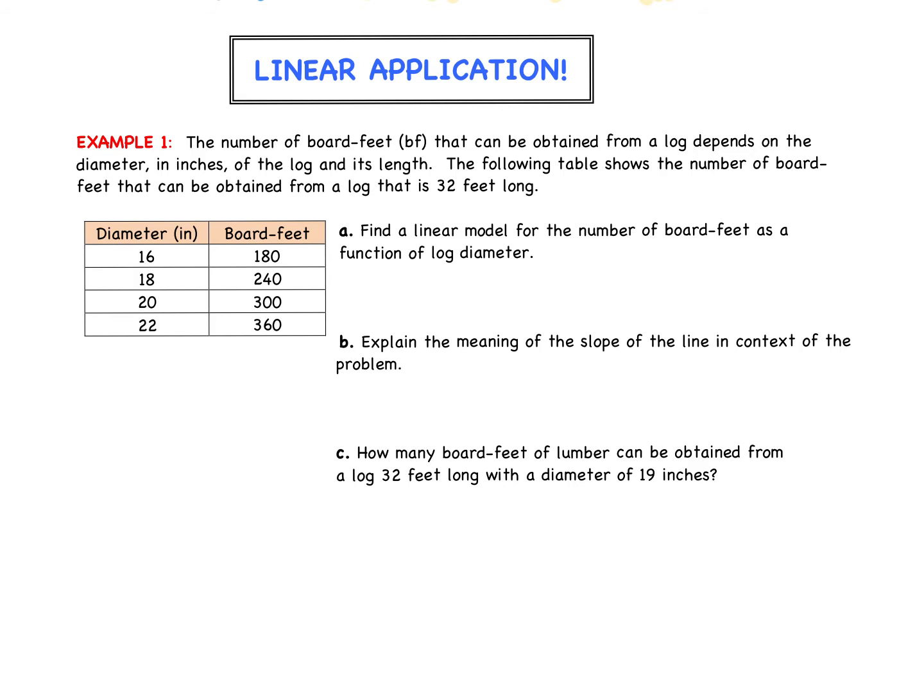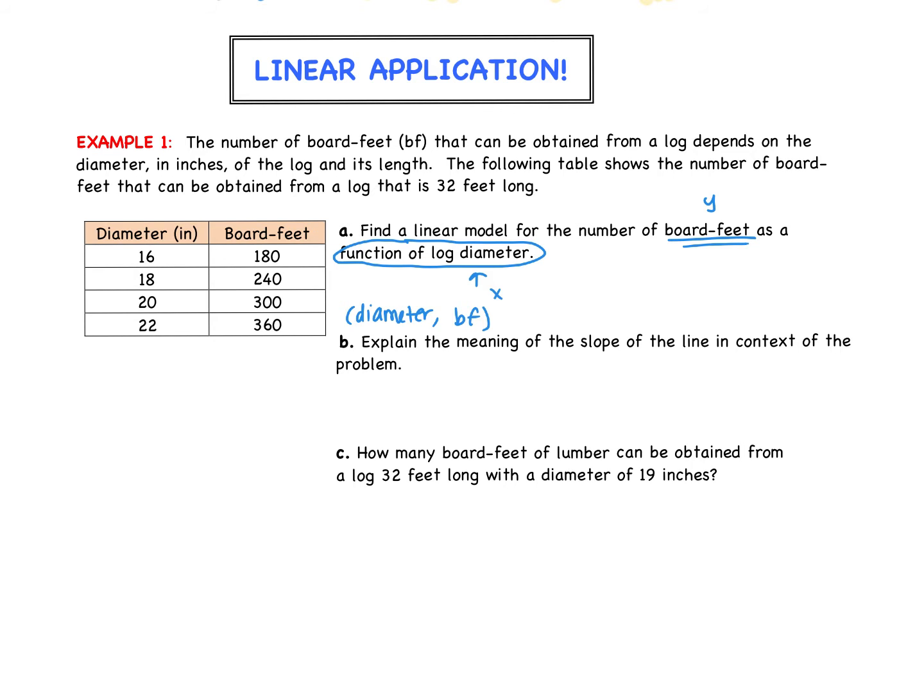So we've talked about this wording, and I stressed it before. Function of log diameter. What information does that give us? The input. Thank you. Log diameter is going to be our x. It's going to be our input, which means the other variable, board feet, is going to be our y. So for our model, all of our points are going to be diameter, comma, board feet. Now, that's how the table's organized, but you're not always going to be given a table. So it's important to know that vocabulary because you will not always be given a table.